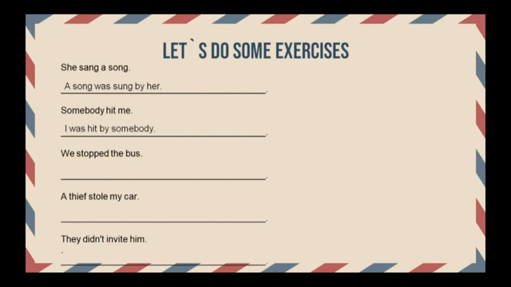Okay, next one, we stopped the bus. Okay, we is a subject, stopped is verb, the bus is an object, then the passive voice will be the bus was stopped by us. Okay, you can see that we is a subject pronoun in an active sentence, then us is an object pronoun in a passive sentence. Okay, a thief stole my car. A thief is a subject, stole is a verb, my car is an object. Then passive voice will be my car was stolen by a thief.